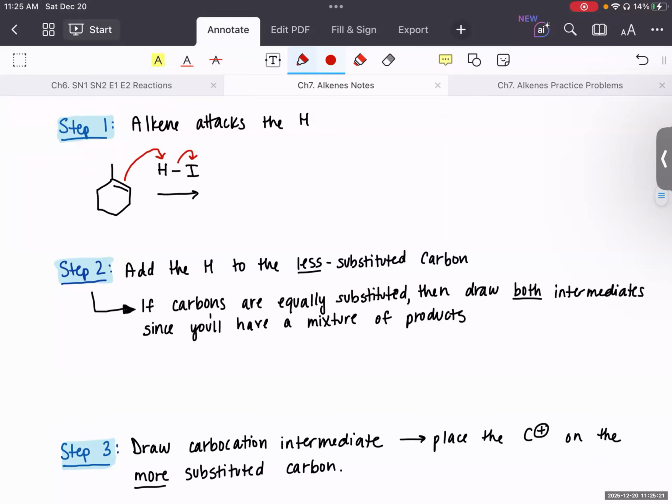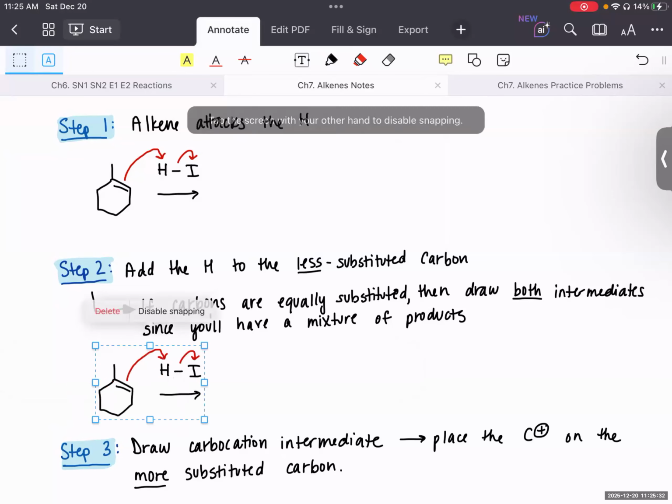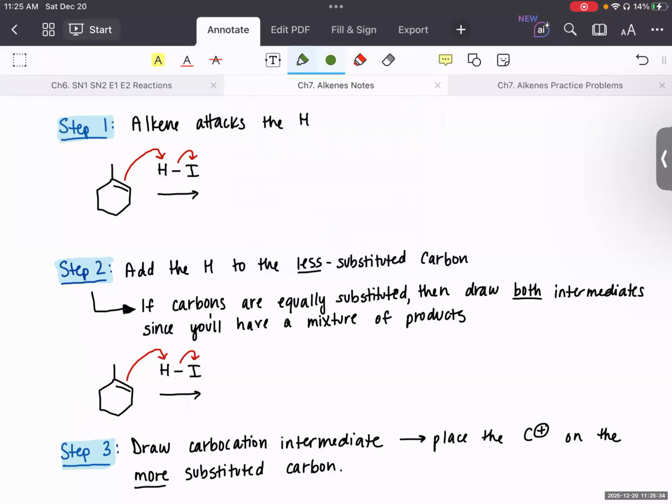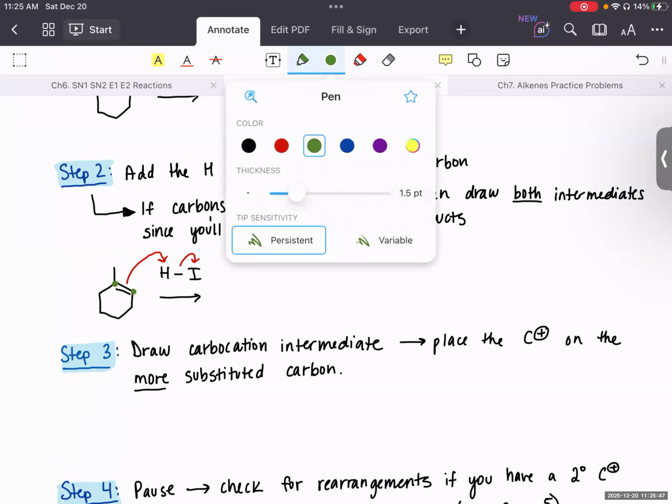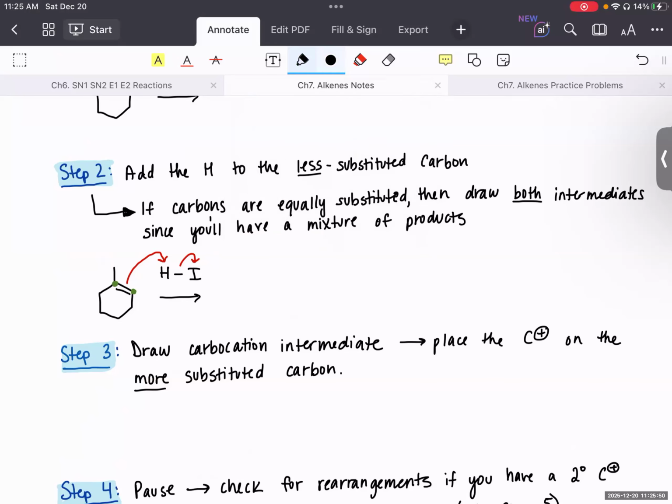After that, we end up forming a bond between one of the carbons of the alkene and the hydrogen. If we think about our structure, and I'm just going to copy this over here really quickly, we actually have two potential positions where that hydrogen could go. We have two carbons that I just circled in green. And the hydrogen is going to go to the less substituted one. This one happens to be the right one in this molecule. So we're going to draw the hydrogen bonded to that bottom carbon, the one that's less substituted.